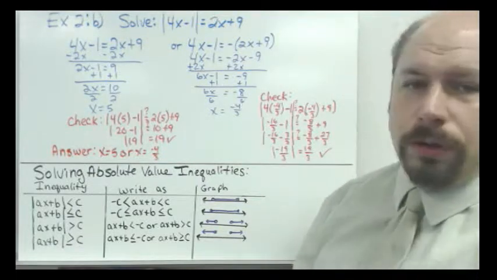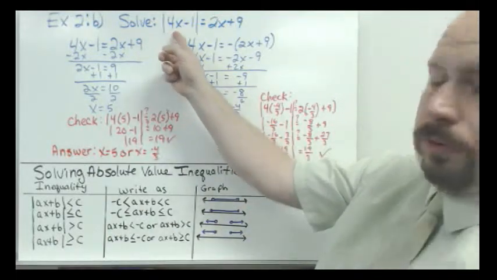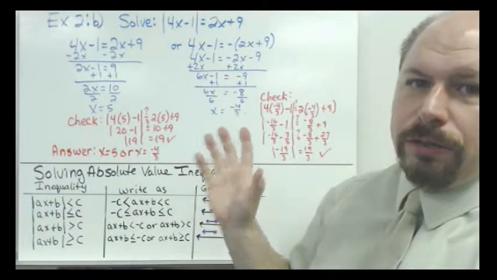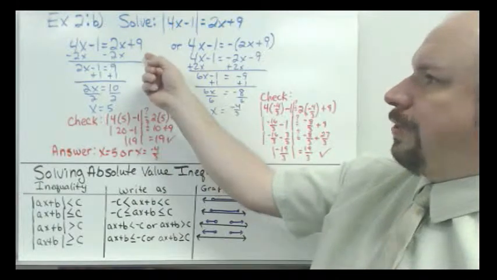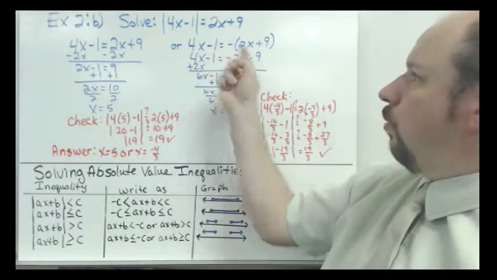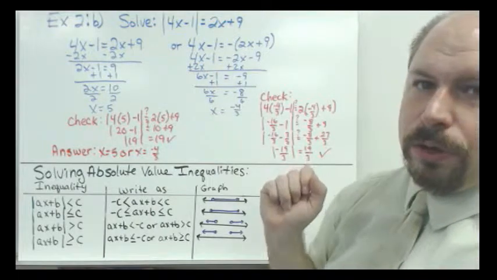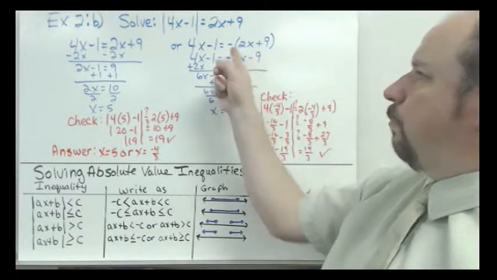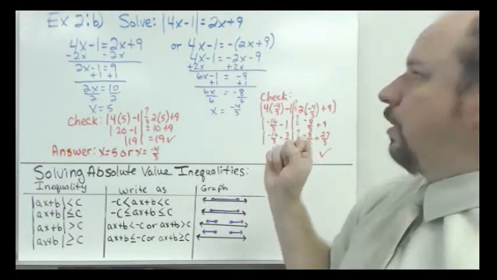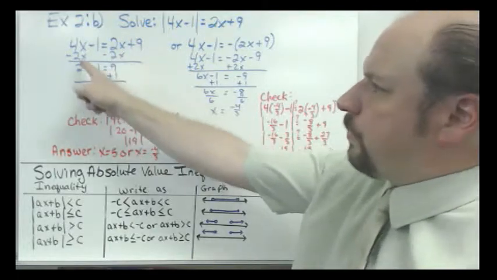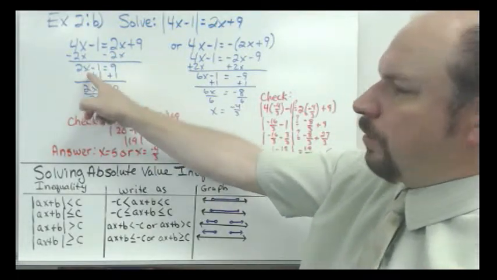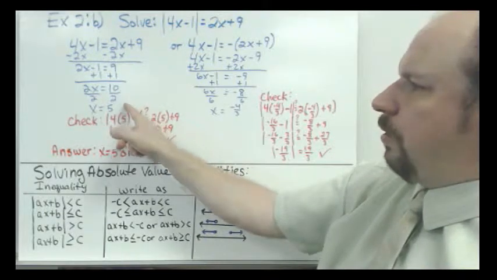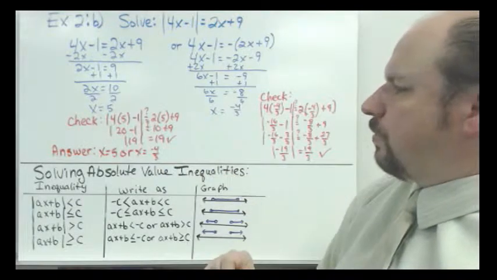Okay, so another example. Solve the absolute value of 4x minus 1 equals 2x plus 9. So again, we need to rewrite the two equations. Write it just as it is, or write it with a negative sign out front on the other side. Now, the thing to be careful of here is we do have to put this in parentheses to remind us that we have to distribute the negative sign. So on this side, if we subtract 2x from both sides, we get 2x minus 1 equals 9. Adding 1 to both sides, we get 2x equals 10. And then divide both sides by 2, we get x equals 5.